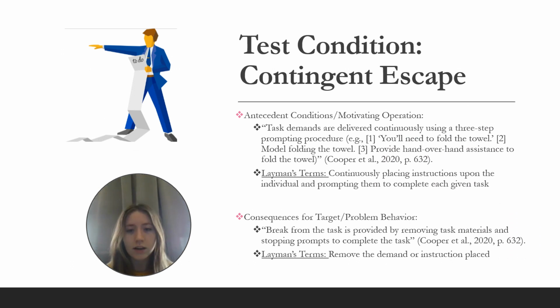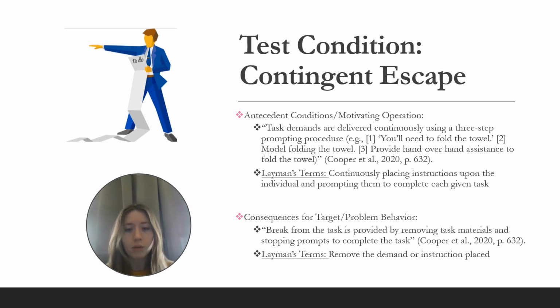The next test condition I'm going to describe is the contingent escape condition. The antecedent conditions or motivating operation, as described in the Applied Behavior Analysis textbook, is task demands are delivered continuously using a 3-step prompting procedure. Step 1 stating you'll need to fold the towel, Step 2 modeling folding the towel, and Step 3 providing hand-over-hand assistance to fold the towel. In layman's terms, this means continuously placing instructions upon the individual and prompting them to complete each given task.